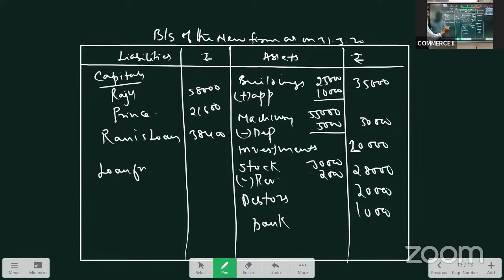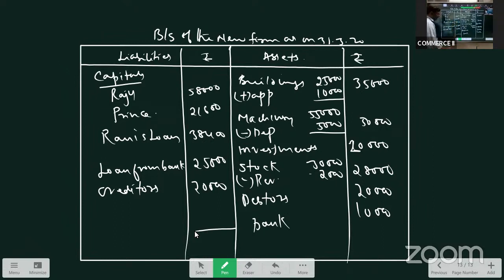P&L is distributed. The next liability is loan from bank. How much is it? 25,000. And lastly, we have creditors. Creditors are given as 20. Let us sum up the total of the balance sheet. 80, 110, 119, 159, 163. 1,63,000 on the liability side.